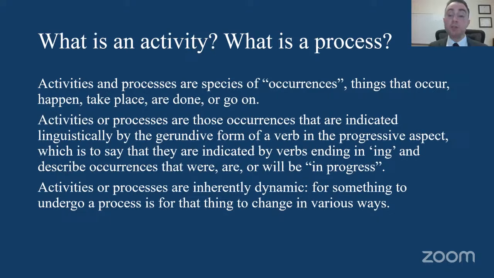Okay, so occurrences are those things that occur, happen, take place, are done, or go on. The category of occurrence includes things such as events, processes, states, accomplishments, achievements, performances, and activities. By referring to these things as occurrences, I mean to distinguish them from members of other standard ontological categories, such as objects, stuffs, properties, powers, and relations. Activities or processes are those occurrences that are indicated linguistically by the gerundive form of a verb in the progressive aspect, which is to say that they are indicated by verbs ending in -ing and describe occurrences that were, are, or will be in progress.